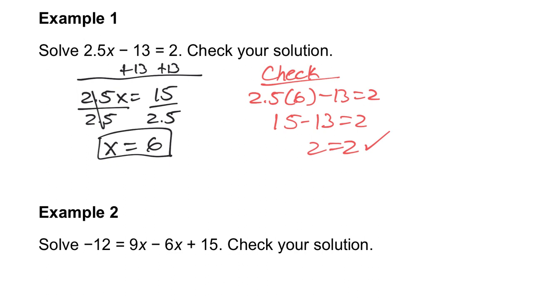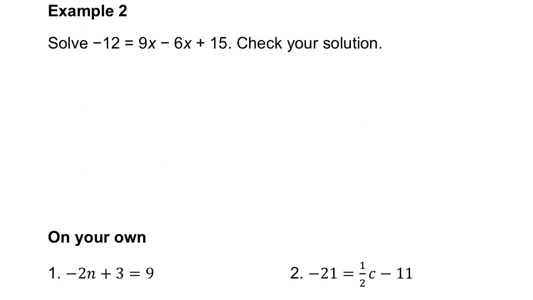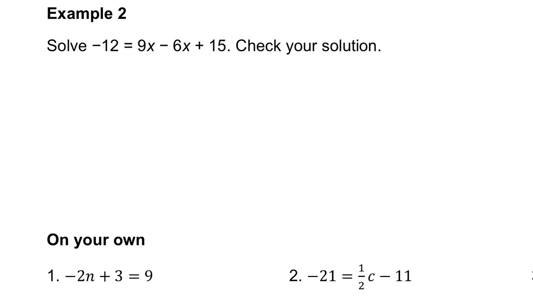All right, moving on to example number 2. We're going to solve negative 12 equals 9x minus 6x plus 15. First thing, simplify each side. The left side is already simplified enough, so I'm just going to keep that as negative 12. But on the right side, I'm going to put the 9x and the minus 6x together to get 3x. Then keep the plus 15. I'll maybe highlight that so you can see what we just did there.